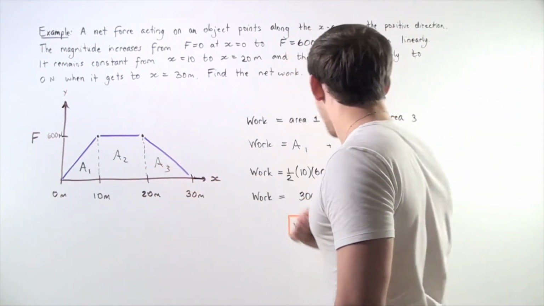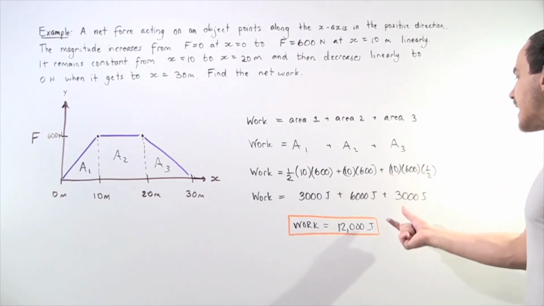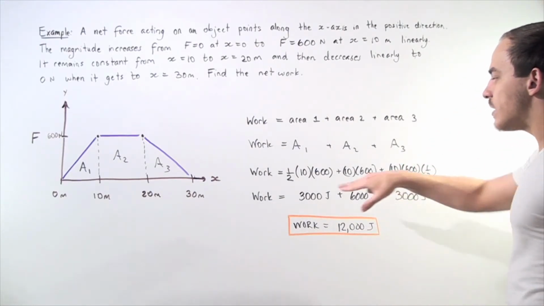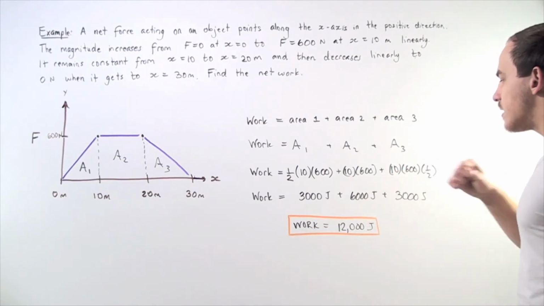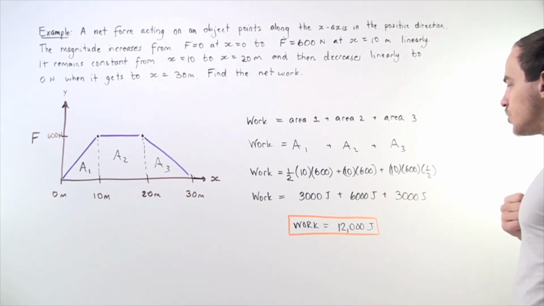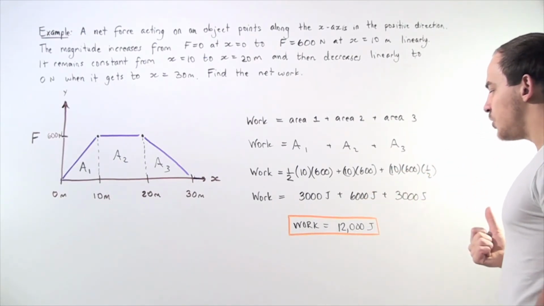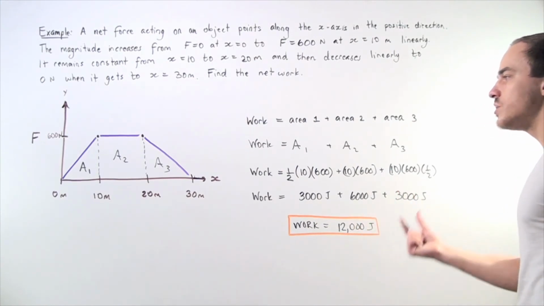And finally our triangle is our base times height and half of that, and we get 3,000 joules plus 6,000 joules plus 3,000 joules to give us a total value of 12,000 joules of work.